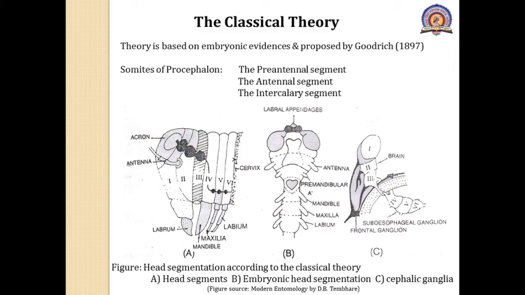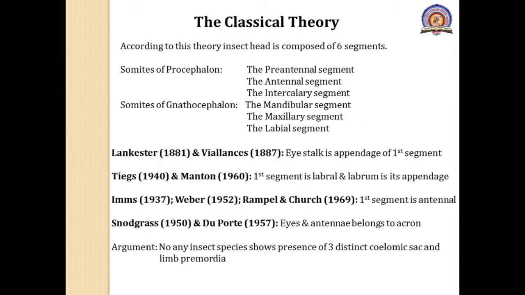Instead of antennae they are referred to as antennules, and Goodrich has the opinion that this intercalary segment may be the remnant of the segment which bears a second pair of antennae, as in crustaceans. So, according to this theory, the insect head is composed of a total of 6 segments.